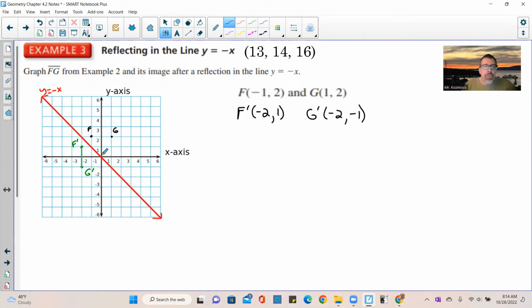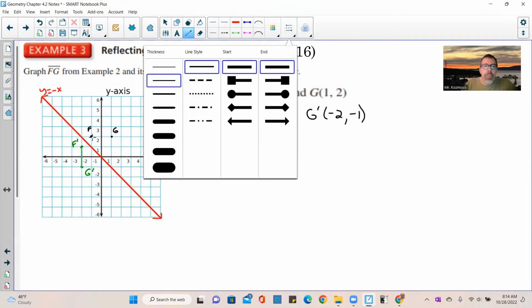And let's see if that's true. So -2, 1 is F prime, and that's true. And G prime should be at -2, -1, which is left 2, down 1. And sure enough, there it is. And the only thing I didn't do was draw my segment FG. So let me do that. And we'll be done.